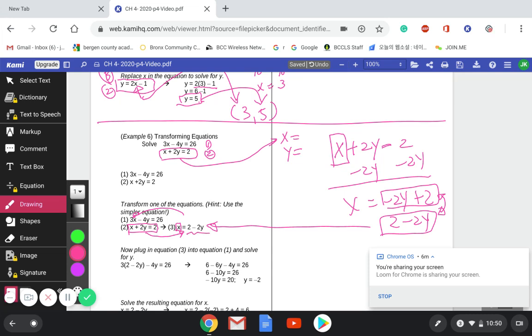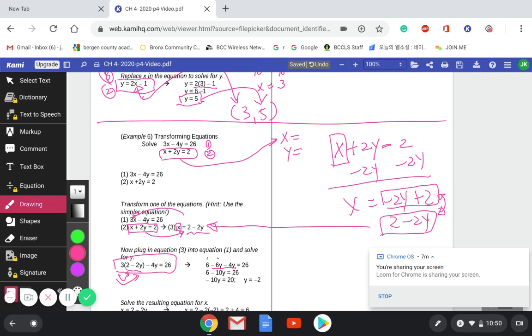If you substitute x as 2 minus 2y, you end up with this. Then you have to distribute whenever there is a number in front of parentheses. 3 times 2 is 6, and 3 times negative 2y is minus 6y. And then minus y equals 26. Again, you have like terms, as in most cases with the substitution method.